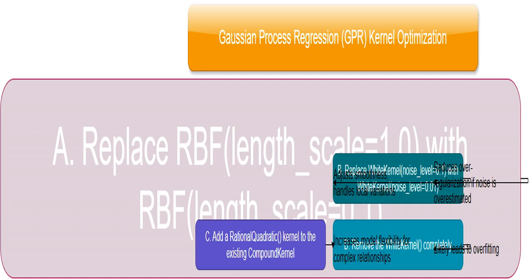This option changes the RBF kernel's length scale parameter from 1.0 to 0.1. A smaller length scale makes the RBF kernel focus more on local details. Think of it like zooming in on a map.